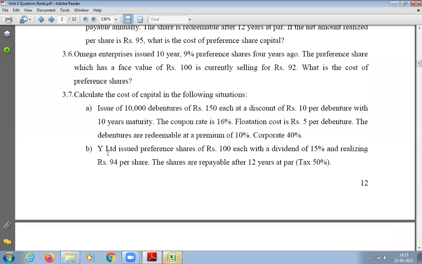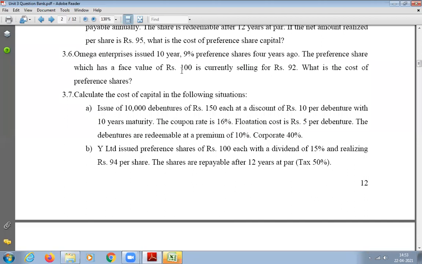Question B: issue of preference shares of rupees 100 each with a dividend of 15%, realizing rupees 94 per share. The shares are repayable after 12 years. Tax is how much? 50%. Okay.